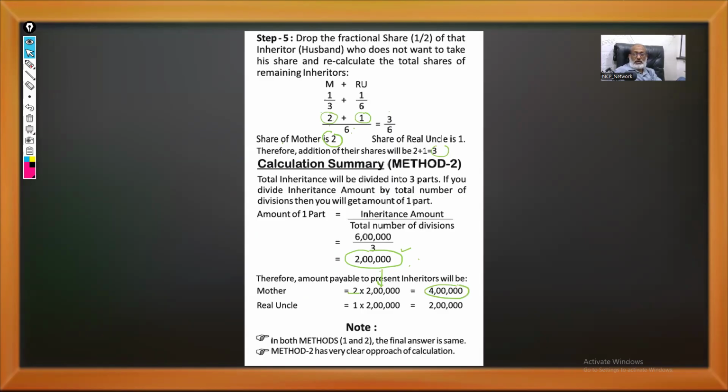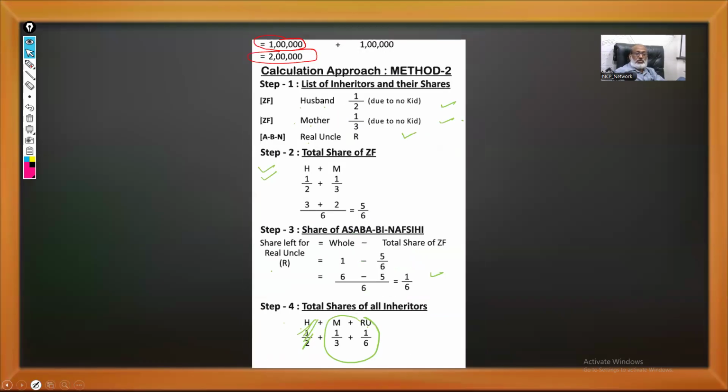We are not distributing 2 times. In a single instant, we are getting the result. And the uncle will get 2 lakh rupees. So we can see that in both methods, the final answer is the same. The better way is that we proceed with such types of questions with the help of method number 2.